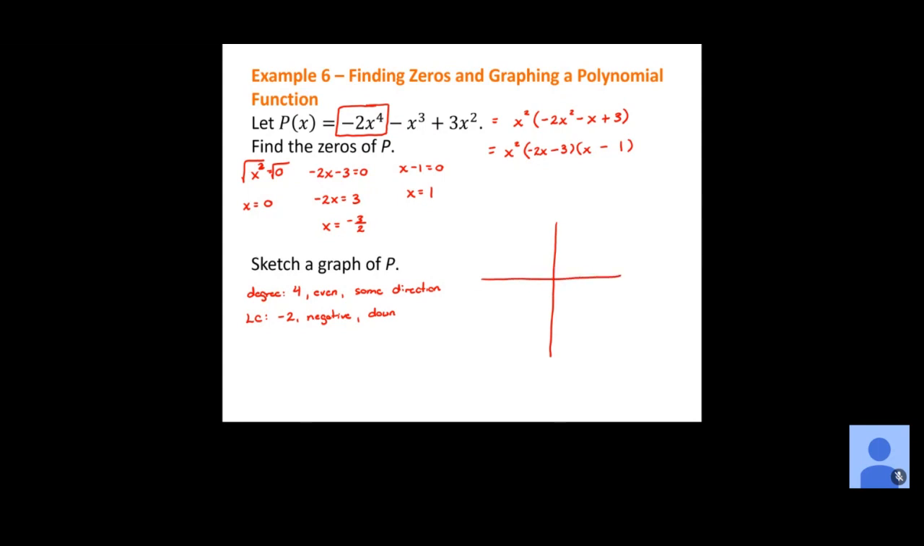I'm going to go ahead and put my zeros on there. I know there's going to be one at 0, one at -3/2, which is like -1.5, so halfway between -1 and -2. And the other one's going to be over here at +1. And now we look at our end behavior. We know both ends are going to be going down. I'm going to have one end going down like this, and the other end going down like that.